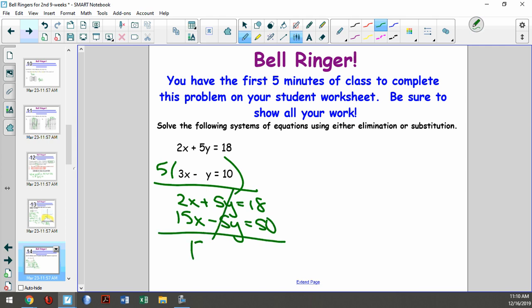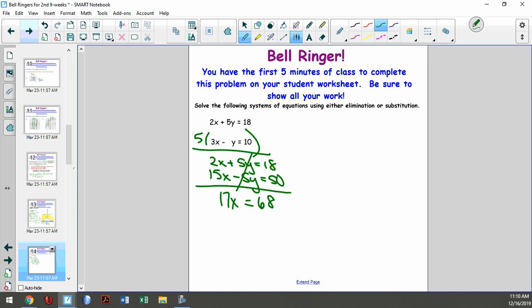Those cancel out, and I'm left with 17x is equal to 68, right? We all see that. Divide by 17, and what is x going to equal? 4. Do we all understand that? Yes? We good? Okay, so now that I found out what x is, how do I find y?